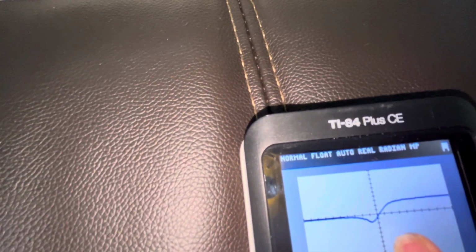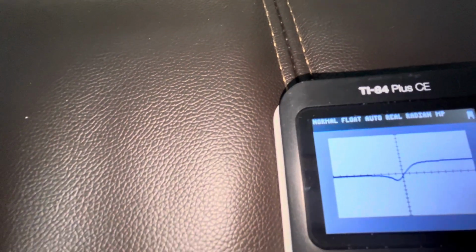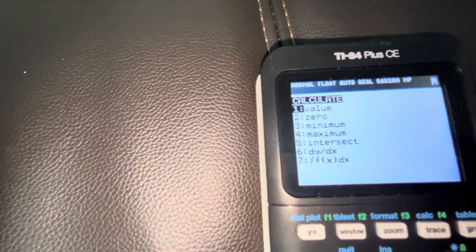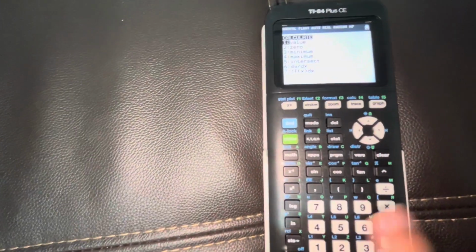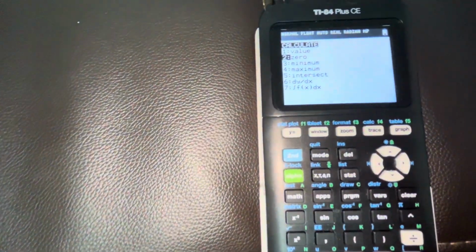Okay, there's your line. And now the last step is to find out where it cuts through the x-axis. So it cuts through the x-axis right over here, but how do we find the exact number? We are going to do second trace. And here you're going to see where it says 0. So you're going to press 2, or you can just go down and then press enter.